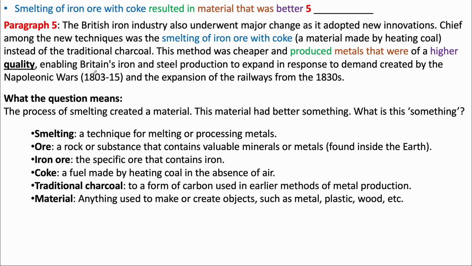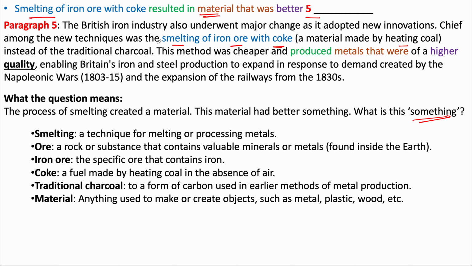In the passage, we see the words smelting, iron ore, and coke. So, even if you don't fully understand these terms, you can still figure out that smelting is a technique and coke is a material made by heating coal. These details tell us that the process of smelting created a material that had better something. We need to find out what that something is.